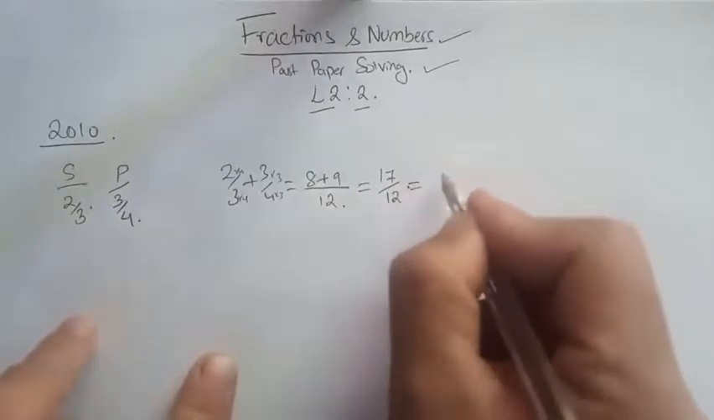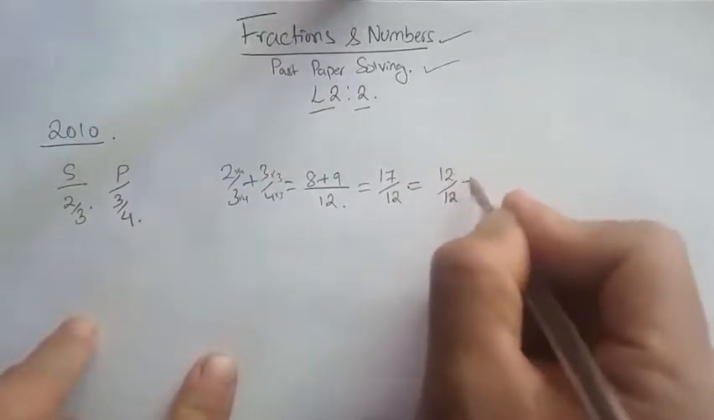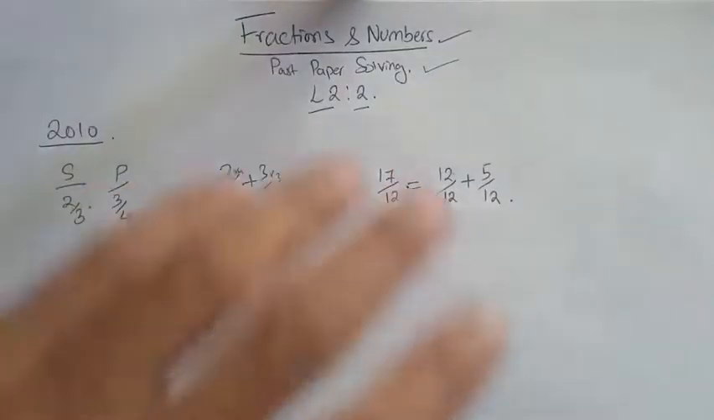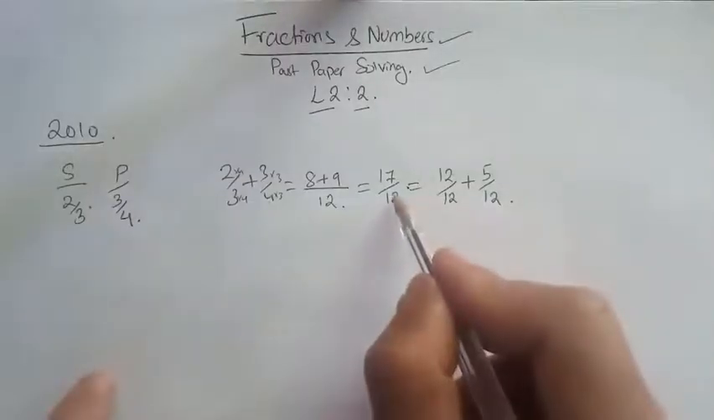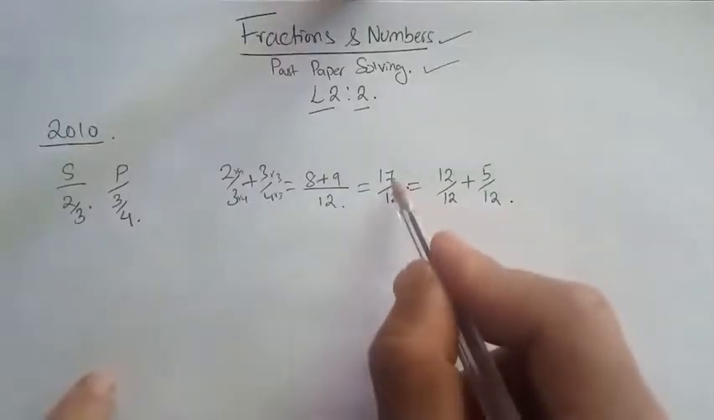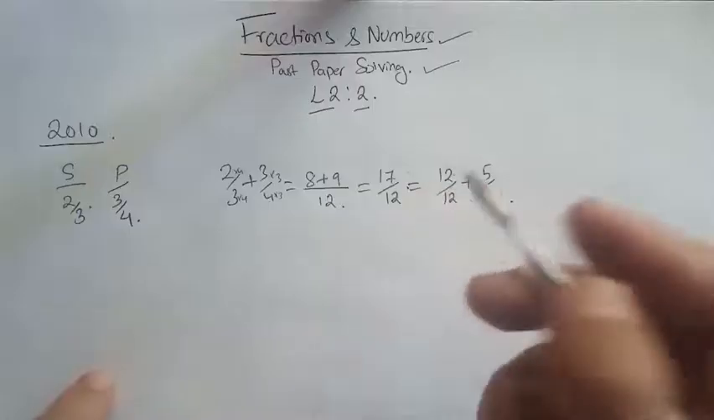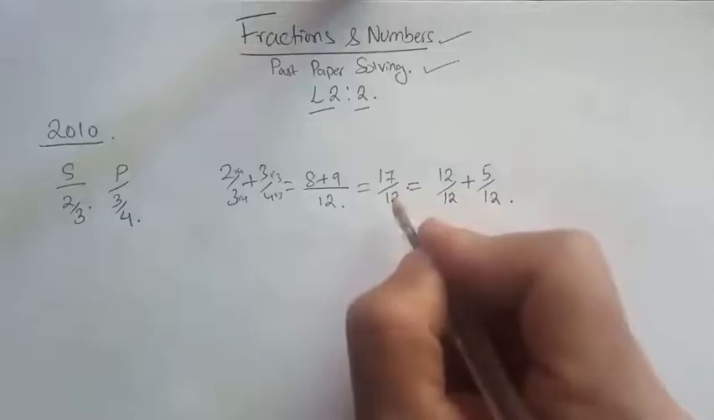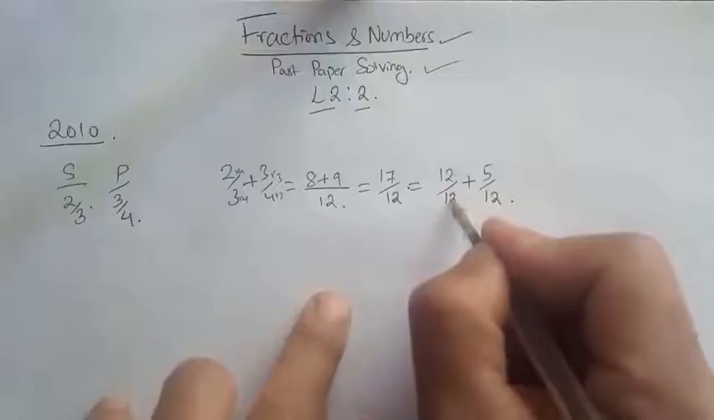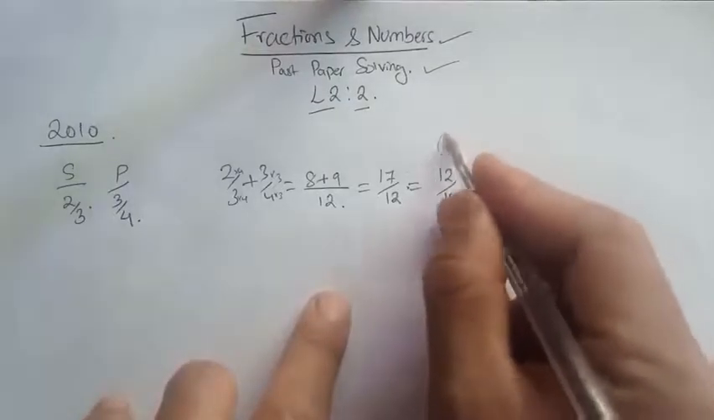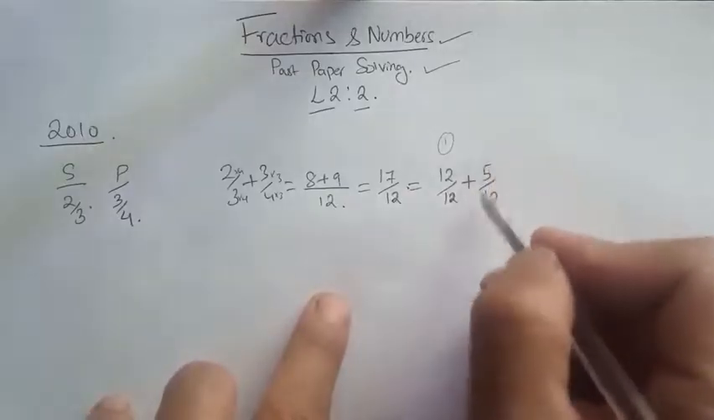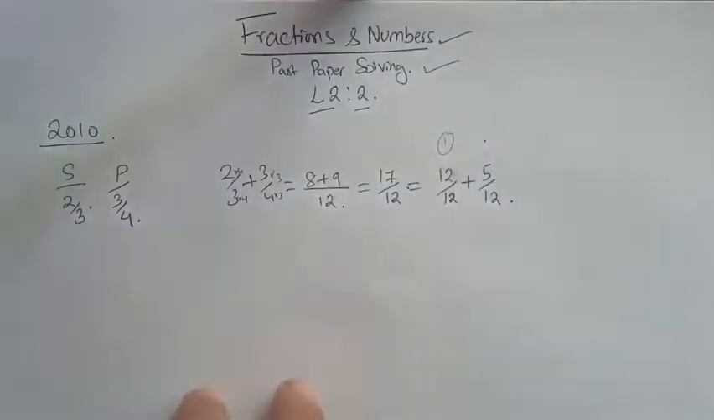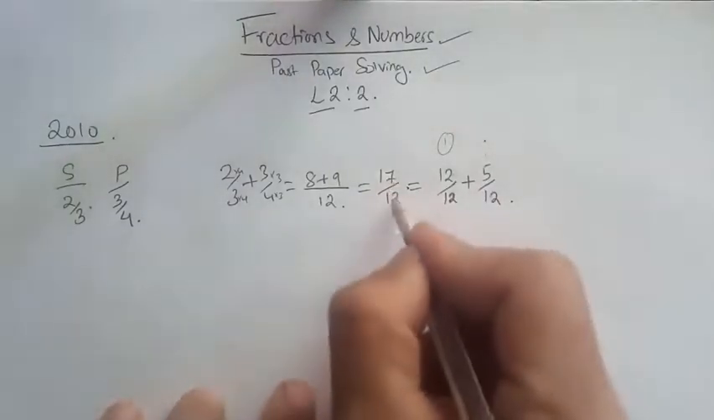So this simply means 12 over 12 plus 5 over 12. To make it less complicated, think of an apple with 12 pieces, and we have 17 pieces. So 12 by 12 makes one whole apple, and then 5 pieces remain. So it is more than 1 pie, or simply 17 over 12.